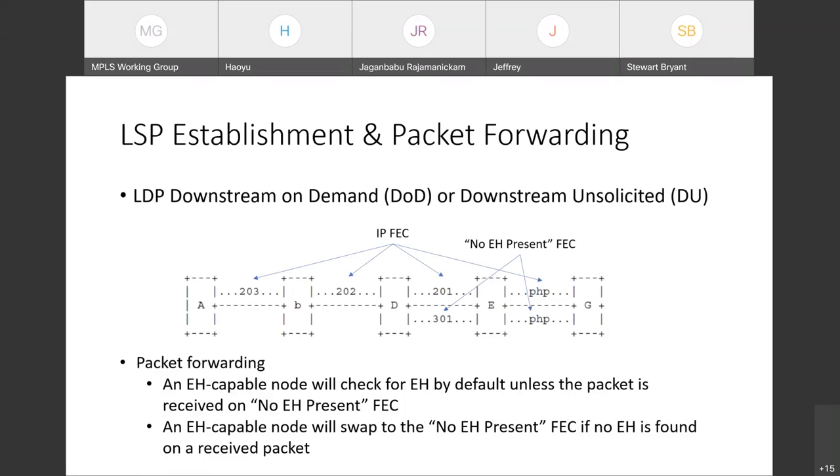The E node is going to allocate two labels for the same IP, 201 and 301? Yeah. Okay. These are FEC labels, yeah, for the same path, yeah.